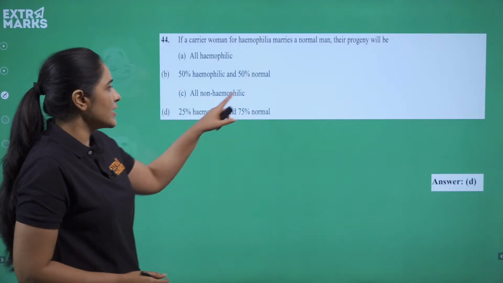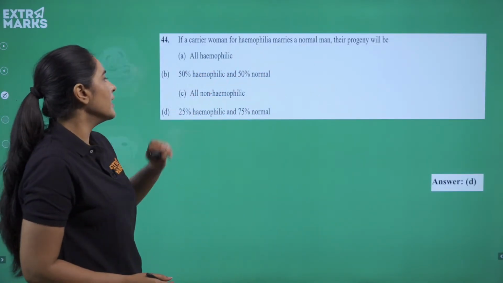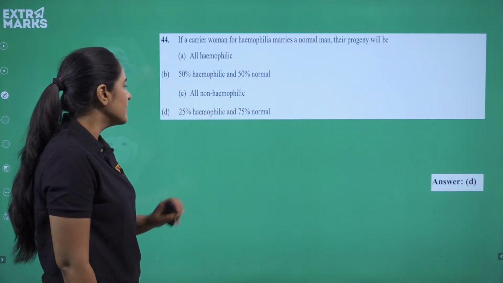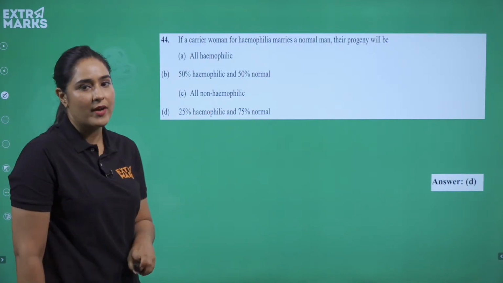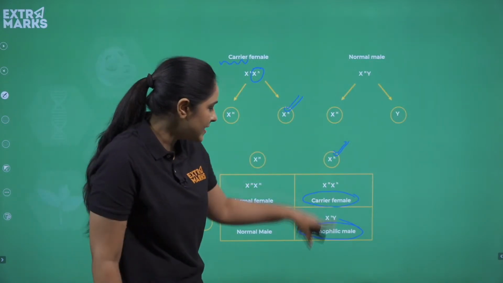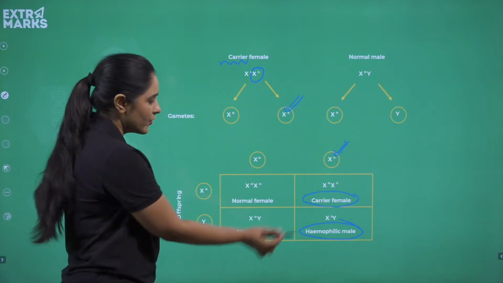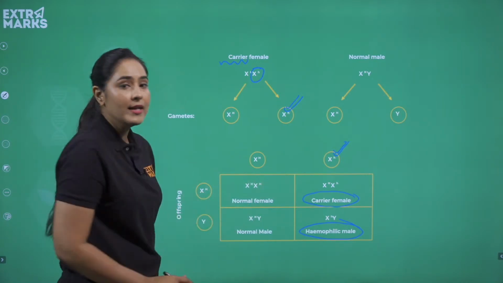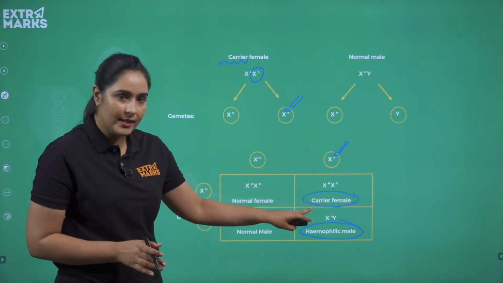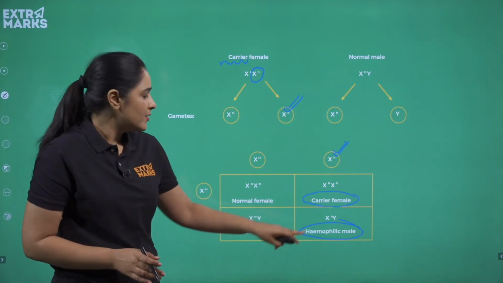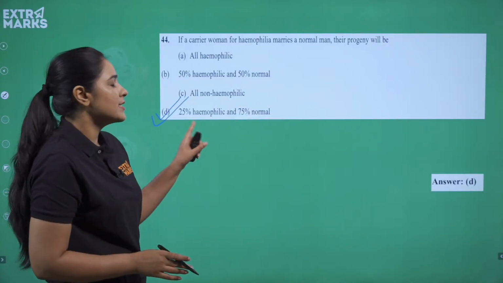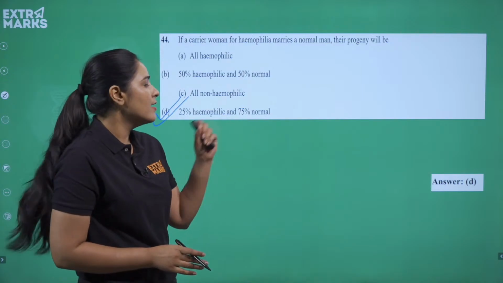So we have the question here, their progeny will be all hemophilic, 50% hemophilic and 50% normal, all non-hemophilic, 25% hemophilic and 75% normal. So obviously students, this D option is correct because here we can see they are normal. Obviously out of the 4, 2 are normal and the third one is also normal. It is not hemophilic here. It is not having the disease. It is the carrier here. She is the carrier but not hemophilic. So we are having only 1 out of 4 that is hemophilic. We can say that 25% are hemophilic and 75% are normal.